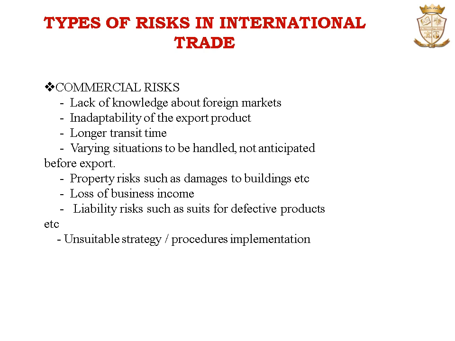Types of risk in international trade. The first risk is the commercial risk. And the commercial risks are caused due to the following factors. They are lack of knowledge about foreign market, inadaptability of the export product, longer transit time, meaning the traveling time from port to port, and varying situations to be handled that were not anticipated before export, which means unexpected situations have to be handled sometimes. Then the property risks such as damage to buildings, infrastructure, etc., loss of business income, liability risks such as suits for defective products, etc., unsuitable strategy or procedure implementation.